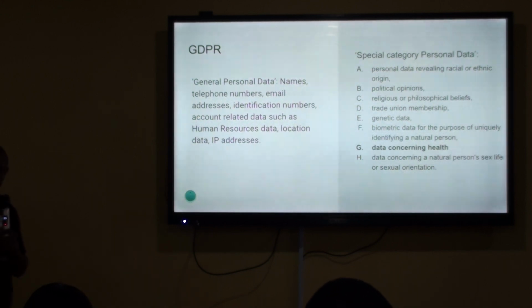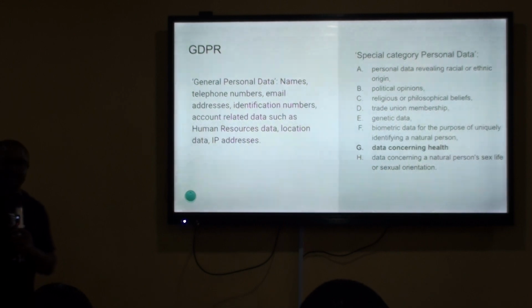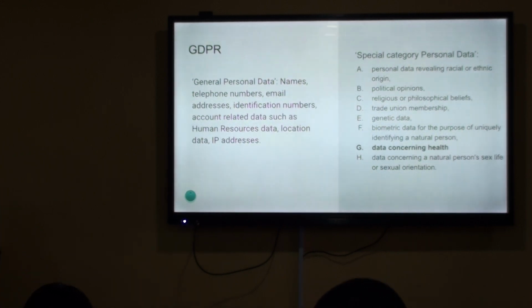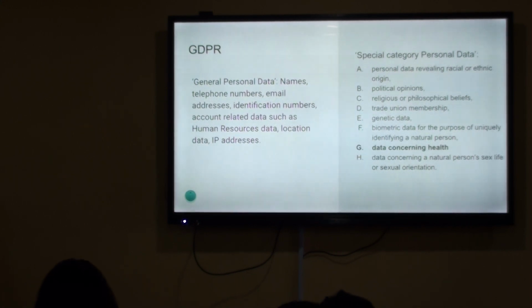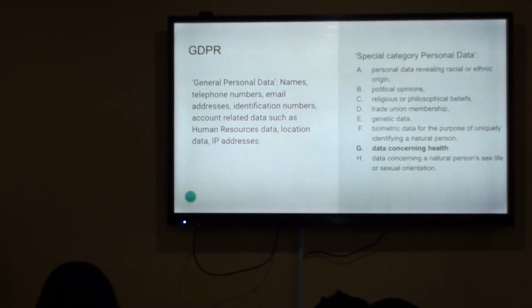If you're collecting EEG, if you're collecting MRI, that can be classified as data concerning health, right? So that means if you're collecting EEG, you're collecting special category data. And it's special category data because it requires special protections and safeguards. It's not the same as general personal data. It requires special protections.